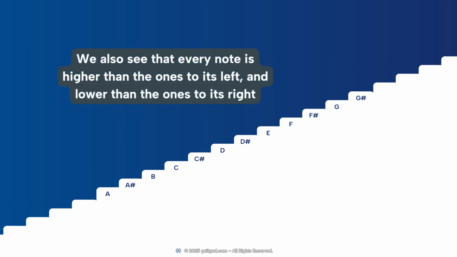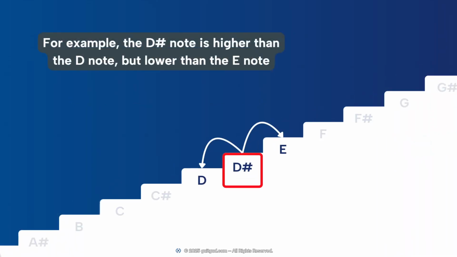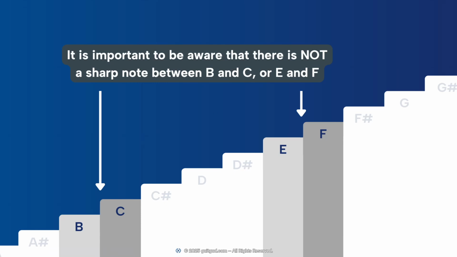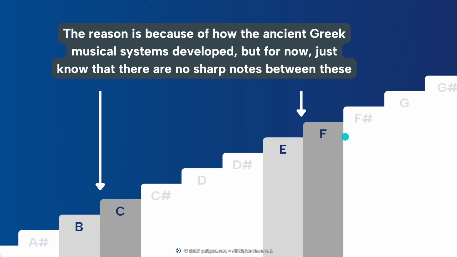And we also see that every note is higher than the ones to its left and lower than the ones to its right. For example, the D sharp note is higher than the D note, but it is lower than the E note. It is important to be aware that there is not a sharp note between B and C and E and F. The reason is because of how the ancient Greek musical systems developed, but for now just know that there are no sharp notes between B and C and E and F.